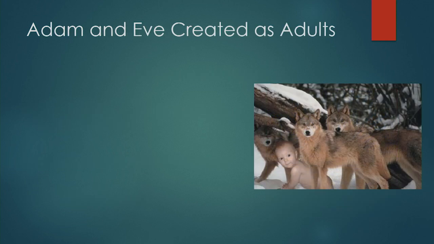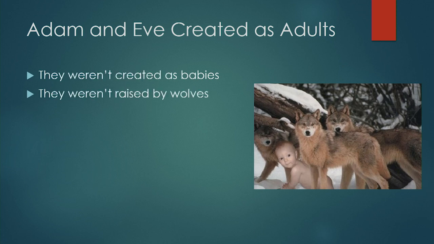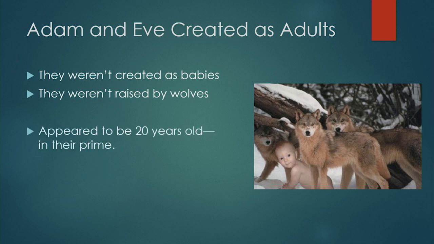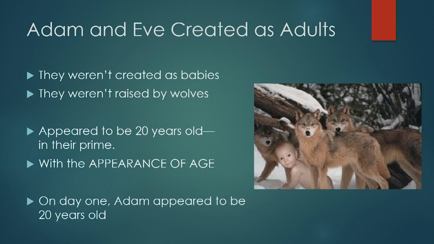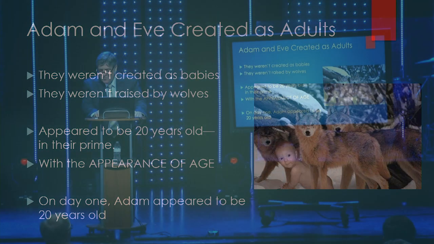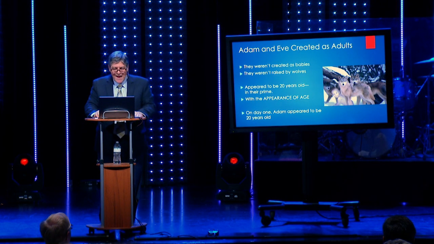Now, Adam and Eve were created as adults. They weren't created as babies. They weren't raised by wolves, as you see here. But rather, they appeared to be about 20 years old in their prime, with the appearance of age. It's an interesting concept. So on day 1, Adam appeared to be 20 years old, but he wasn't. He was only 1 day old.